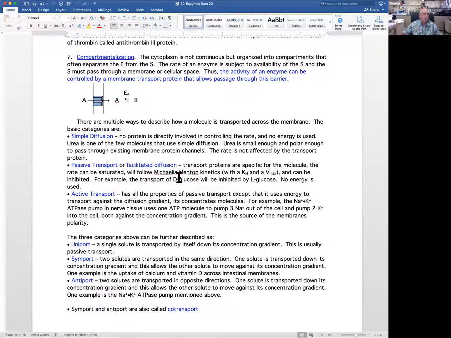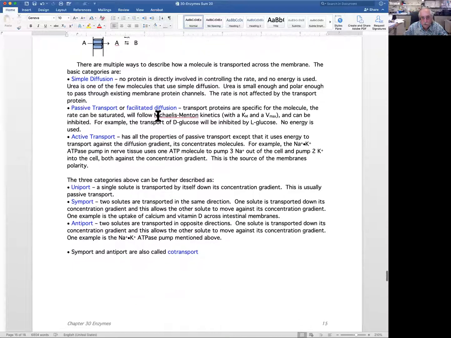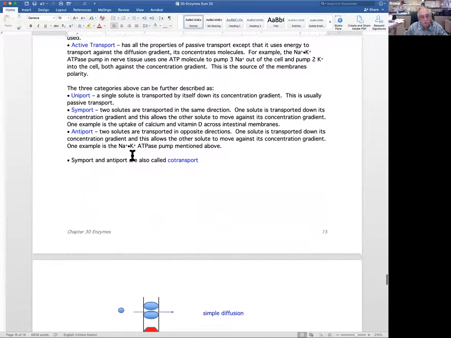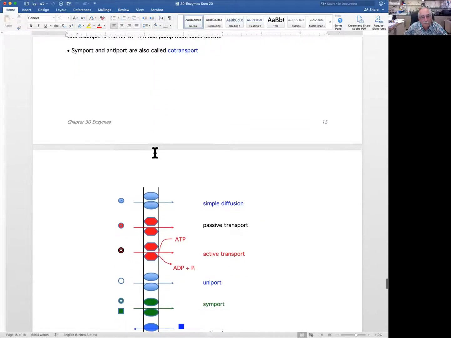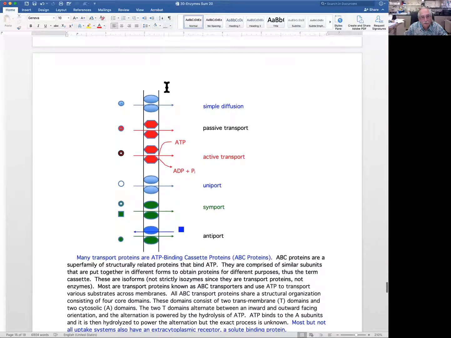And then finally is simply separate the substrate from the enzyme, physically separate them. So now you control the reaction rate by this membrane protein right here, this transport protein. So there's multiple ways to describe how a molecule is transported across the membrane. So here's the basic categories, and then those categories can be further described by how they work, right? So I tried to illustrate them all here.